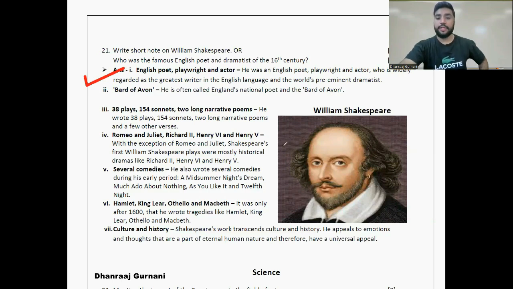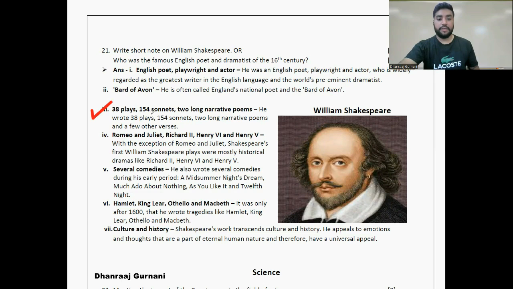He was an English poet, playwright, and actor who is regarded as the greatest writer in the English language and the world's preeminent dramatist. Bard of Avon: he is often called England's national poet and Bard of Avon. So 2 names, England's national poet and Bard of Avon. Bard means a person who writes poems, and Avon was the place where he was from in England. That's why a person who writes poems from England was called Bard of Avon.